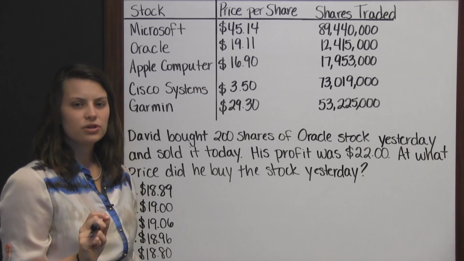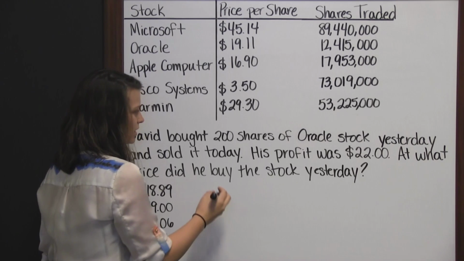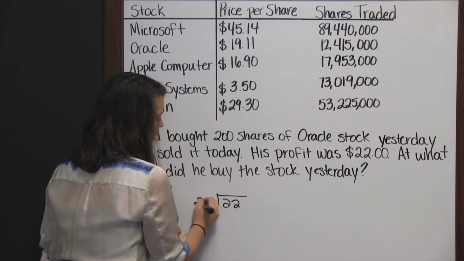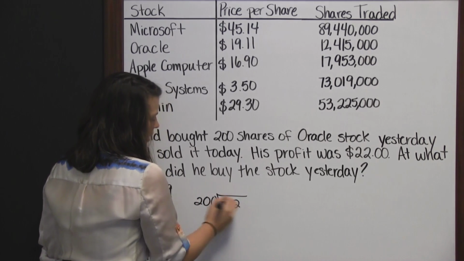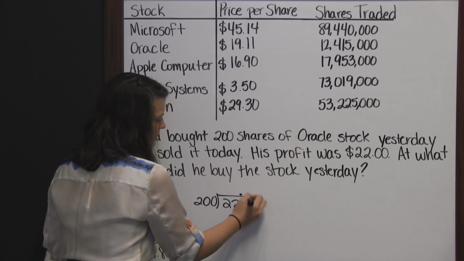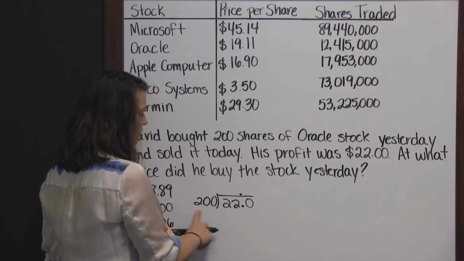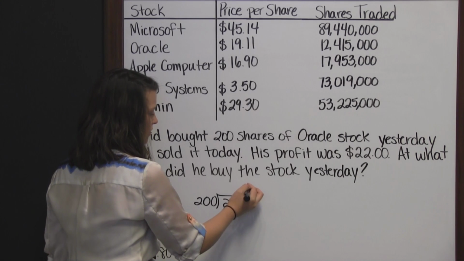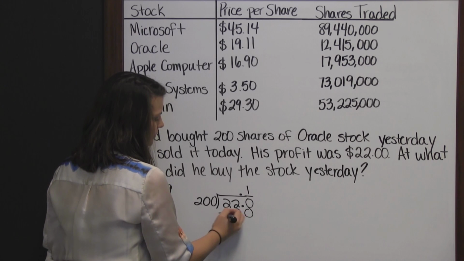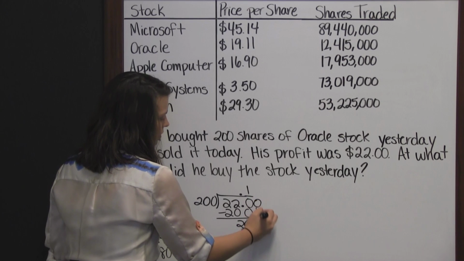So the first thing we want to do is find out his profit per share, which means we need to divide his profit by his number of shares. 200 does not go into 22, so I have to add a decimal and a 0. Now 200 will divide into 220. 200 goes into 220 one time. And 200 times 1 is 200. We subtract and we get 20. So we add another 0 and bring it down.